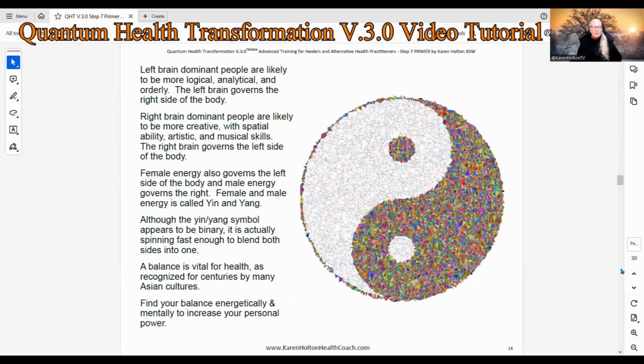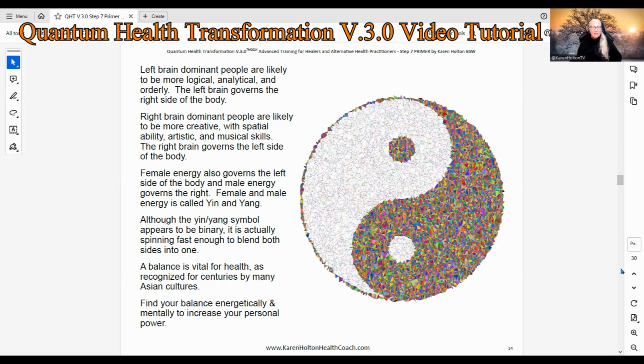Left brain dominant people are likely to be more logical, analytical, and orderly. The left brain governs the right side of the body. Right brain dominant people are likely to be more creative, with spatial ability, artistic, and musical skills. The right brain governs the left side of the body. Female energy also governs the left side of the body, and male energy governs the right.